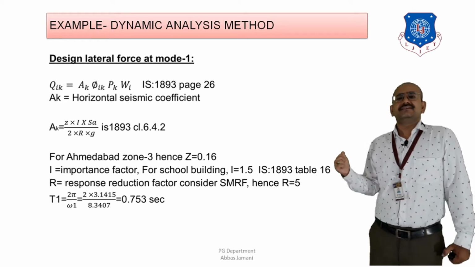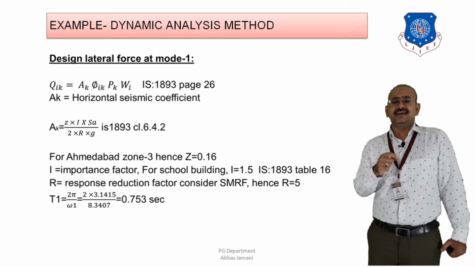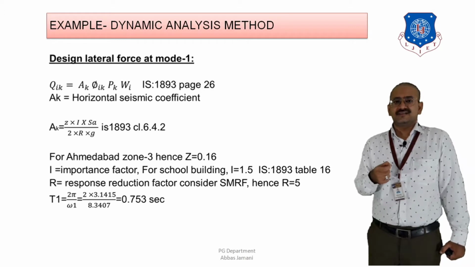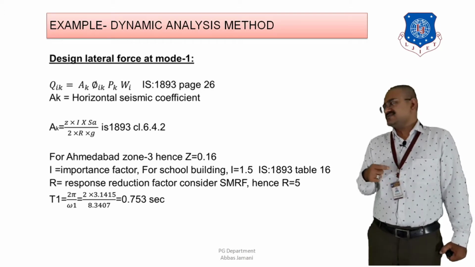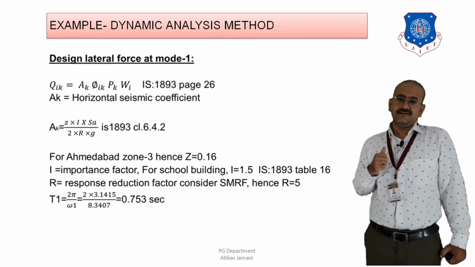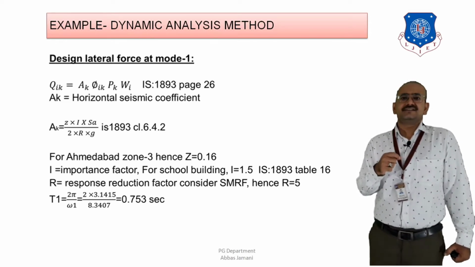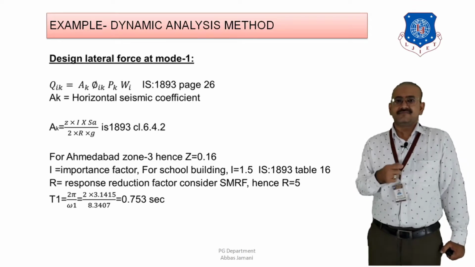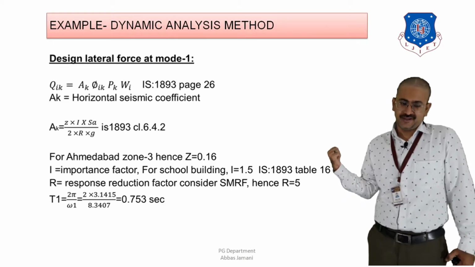Then second is the value of I, that is importance factor. Now since the building is mentioned as a hospital building, it can be classified under the public buildings, and IS 1893-2016 is telling that if the building is a public building, then the value of importance factor has to be taken as 1.5. Therefore I will take the value of I equal to 1.5. And lastly, the value of R, that is the response reduction factor. So basically I am considering that my frame is a special moment resisting frame. Therefore based on IS 1893 I will take the value of R equal to 5, right?